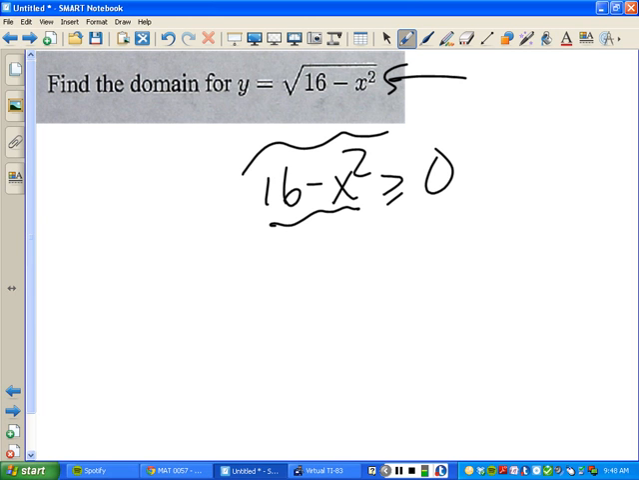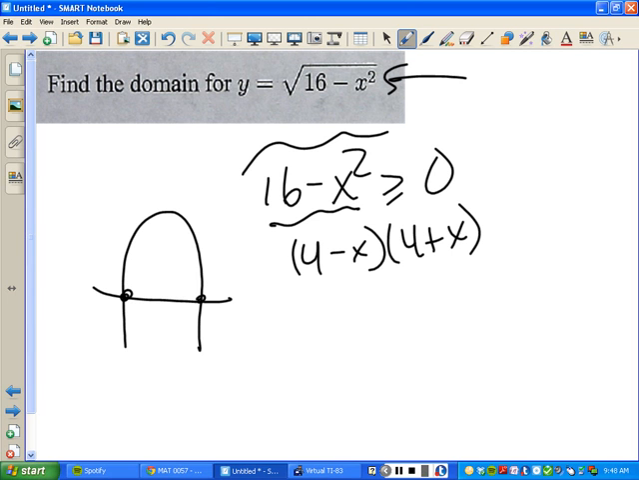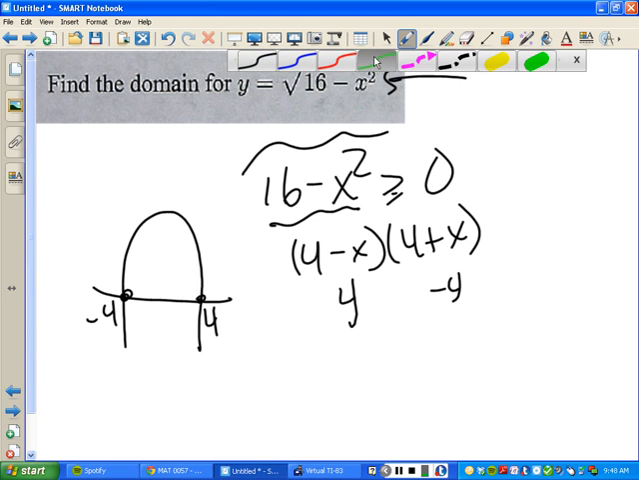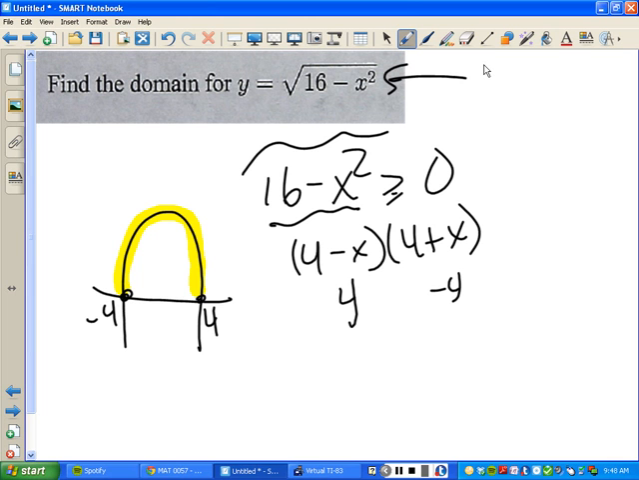The baseball player knows. It's a downward parabola. Looks like this. Where does it cross? It crosses at -4 and 4. Right? Crossing at -4 and 4. Now, where is it greater than or equal to 0? It is greater than or equal to 0 here. Okay. From -4 to 4.